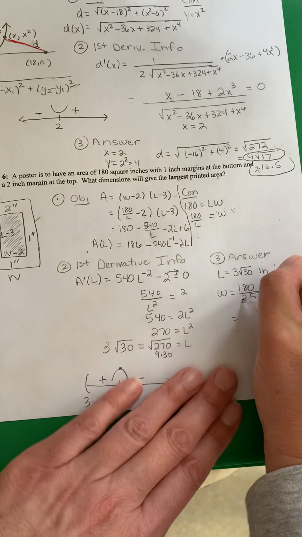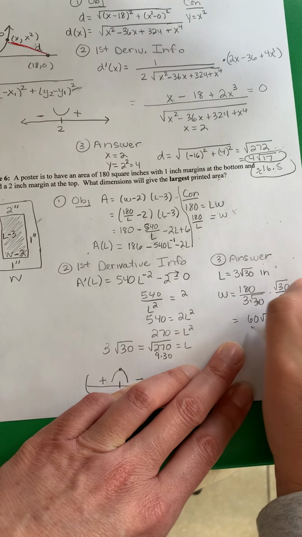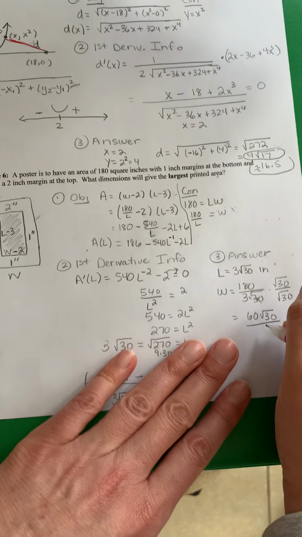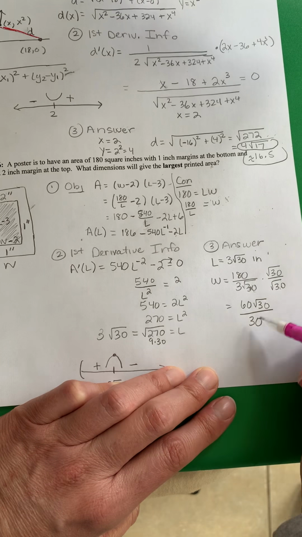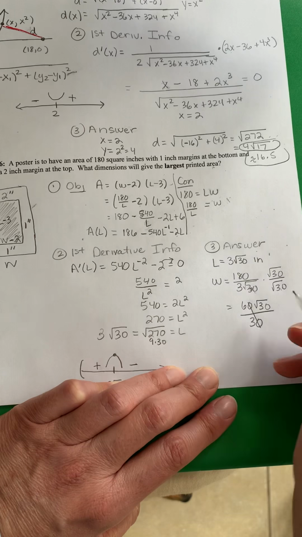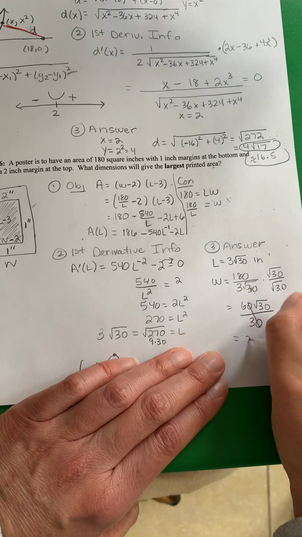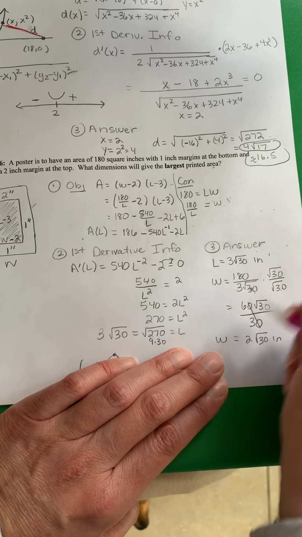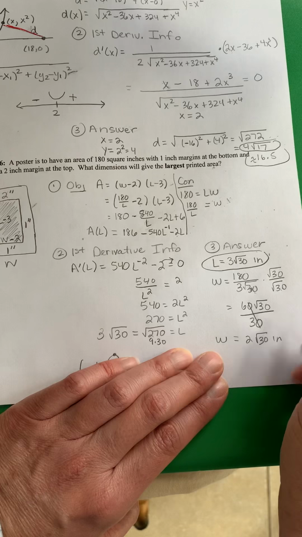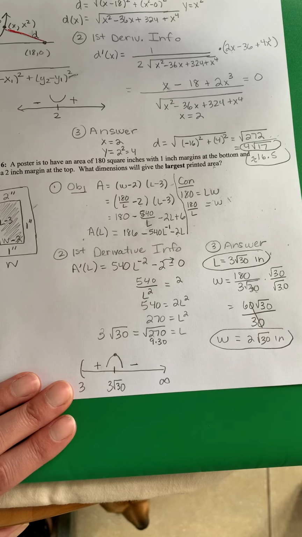So 180 divided by 3, I'm going to have 60 with my square root of 30. And then the square root of 30 times the square root of 30 gives us 30 here. Then we have a little bit more reducing, so I'm going to have 6 divided by 3 there. So I'm going to have 2 square root of 30 inches for my width. So I have my length and I have my width, and that completes example 6.